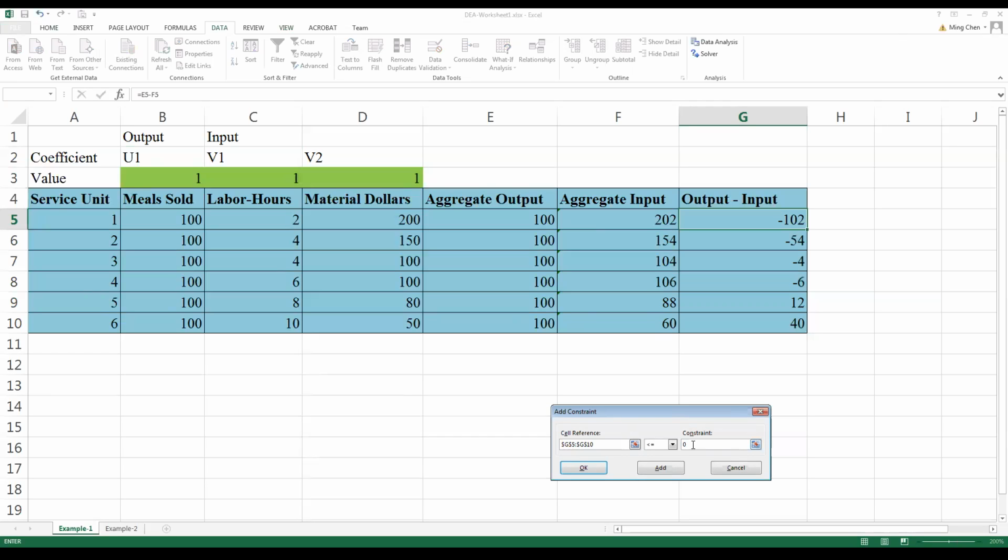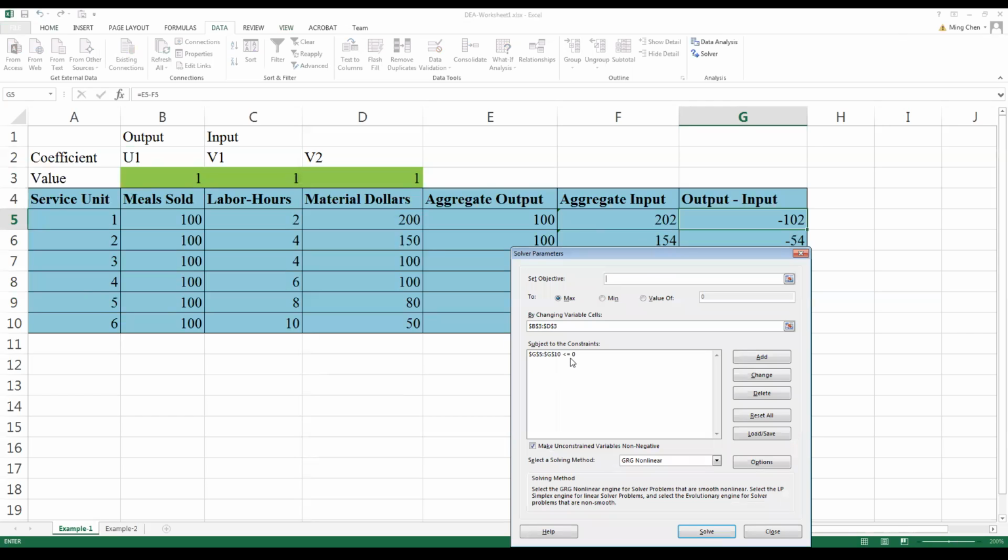Okay, you don't have to understand the why. Just make sure you always have such a constraint. Output minus input is always less than or equal to 0. Output cannot exceed input. During the process, you may waste some materials, so that's why you cannot go above the input. So that's the constraint. Regardless of which service unit you want to assess, you always have this constraint.